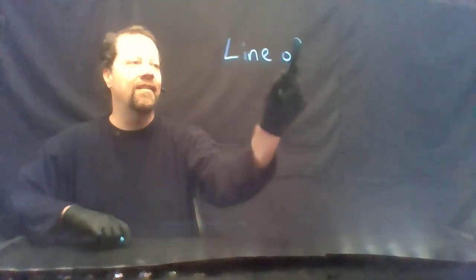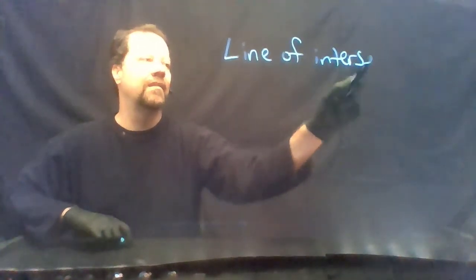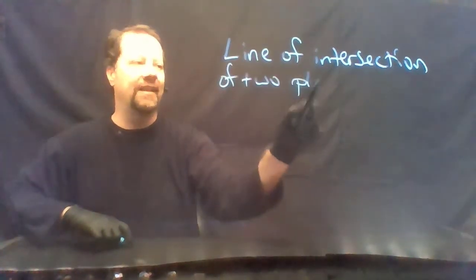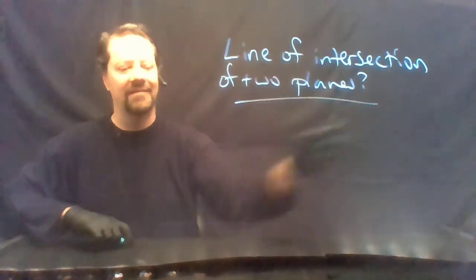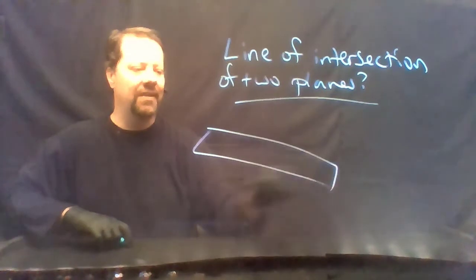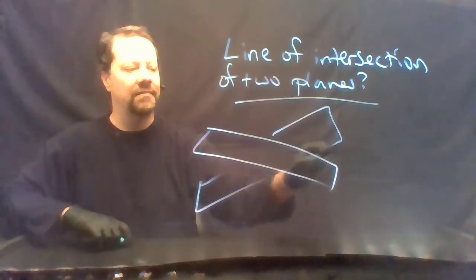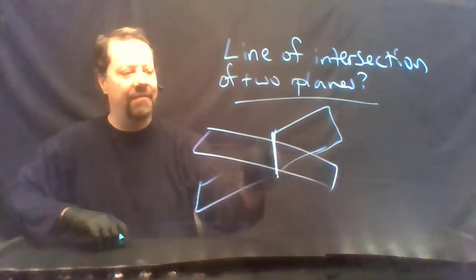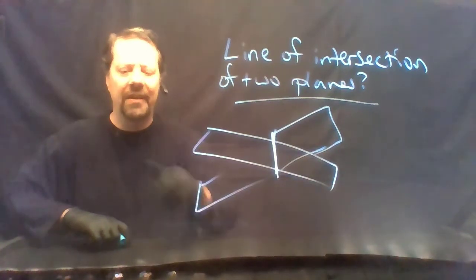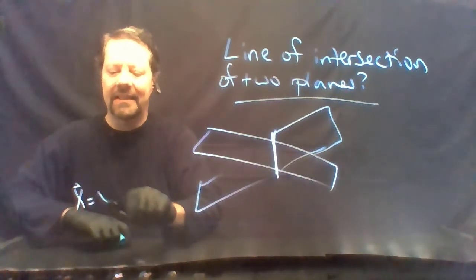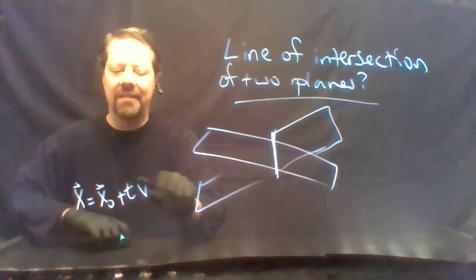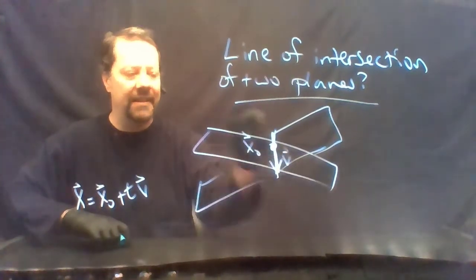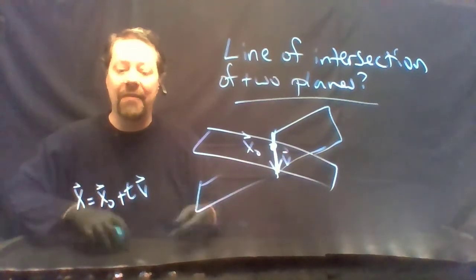How do you find the line of intersection of two planes? Two planes will intersect each other on a straight line. I want to know how to find the equation of that line. Remember, the equation of a line is x equals x naught plus tv, where x naught is just some point on the line, and v is a vector in the direction of the line. How do I find this vector v?